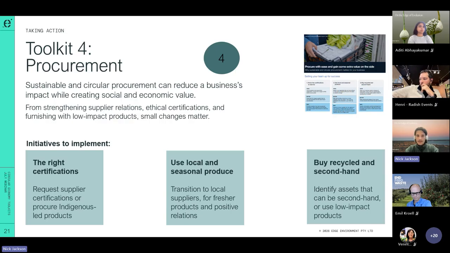Now, lastly, the third practical initiative is buying recycled or secondhand materials when you're fitting out your business. Now, this doesn't, again, need to be every single asset that you need to procure in your fit out.